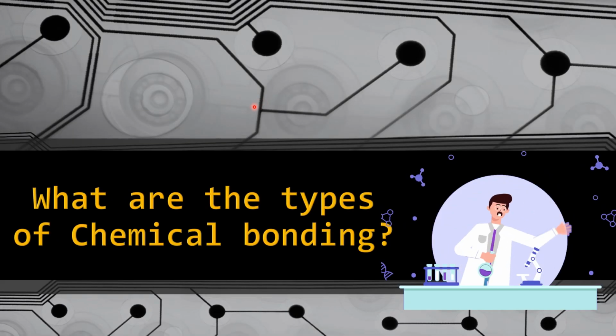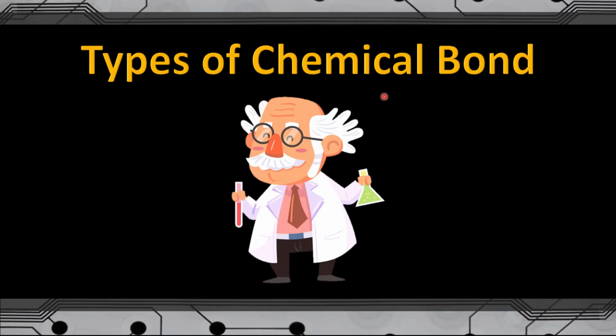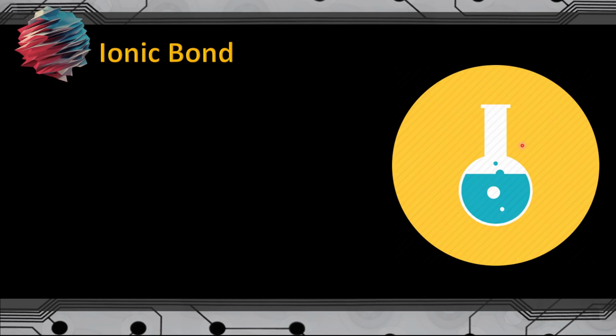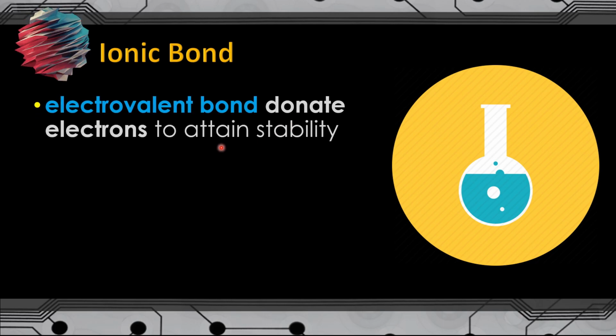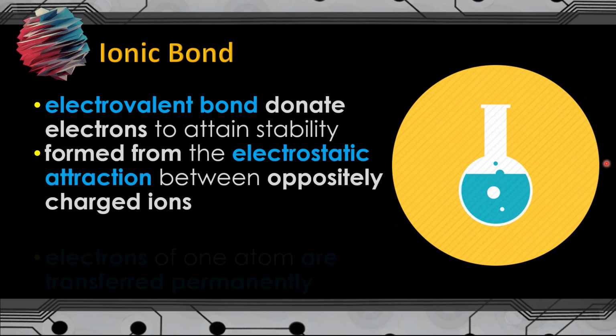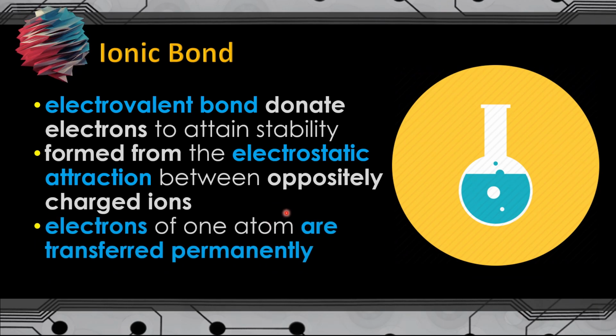What are the types of chemical bonding? There are two types of chemical bond, which are ionic bond and covalent bond. Let's deal with ionic bond first. An ionic bond is an electrovalent bond that happens when atoms donate electrons to attain stability. It is formed from electrostatic attraction between oppositely charged ions, positive and negative. An ionic bond is said to be characterized by the formation of a true octet, since electrons of one atom are transferred permanently.